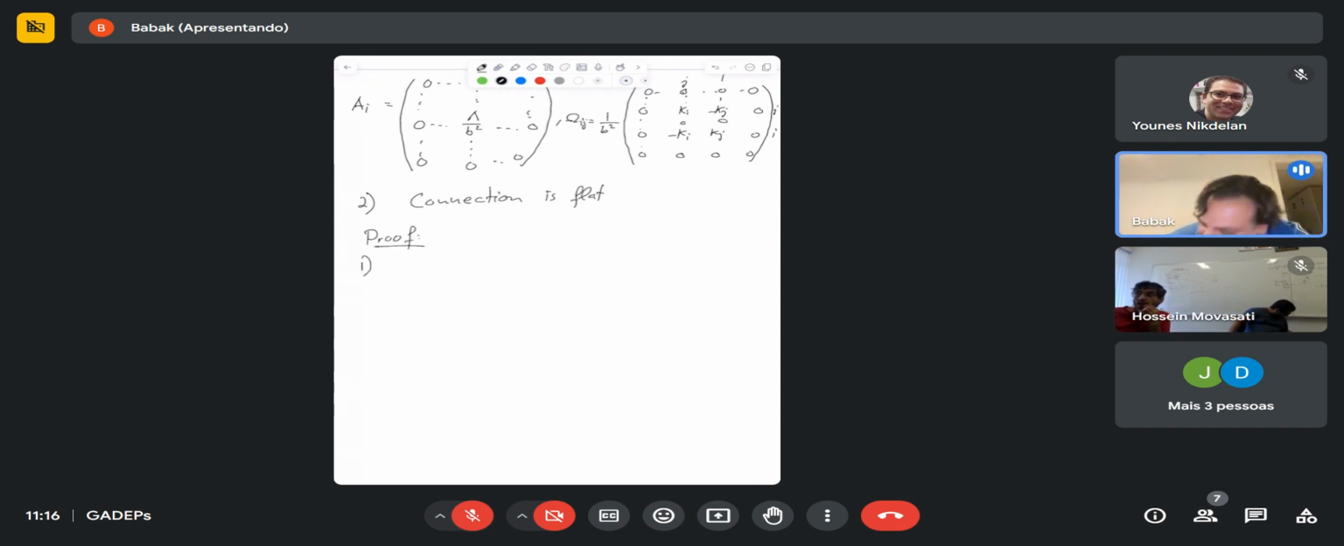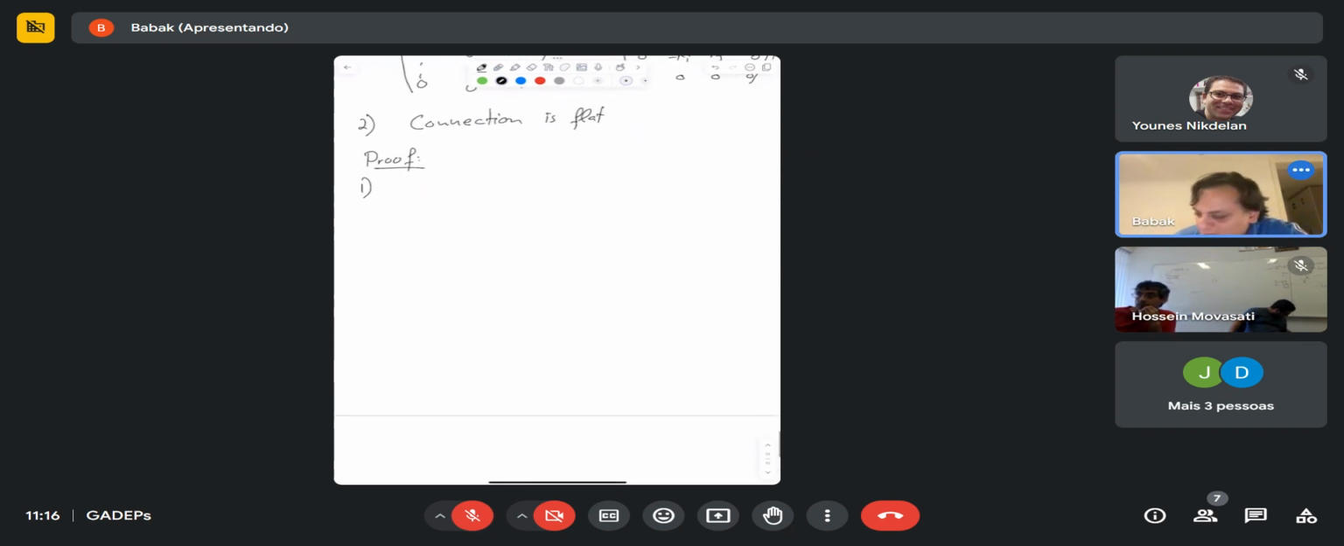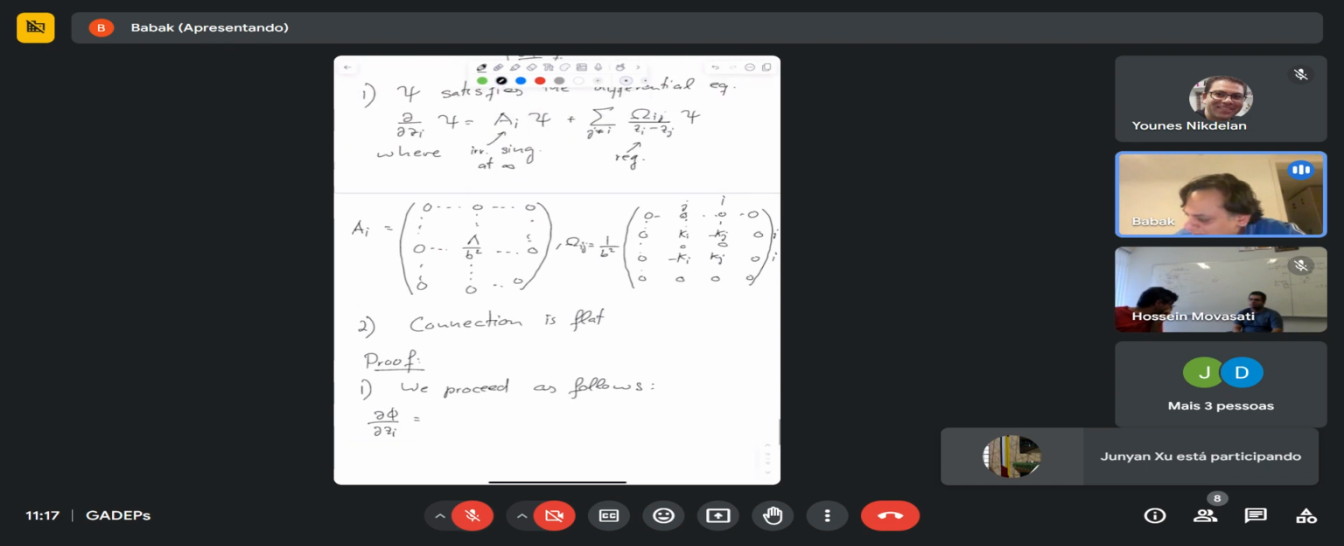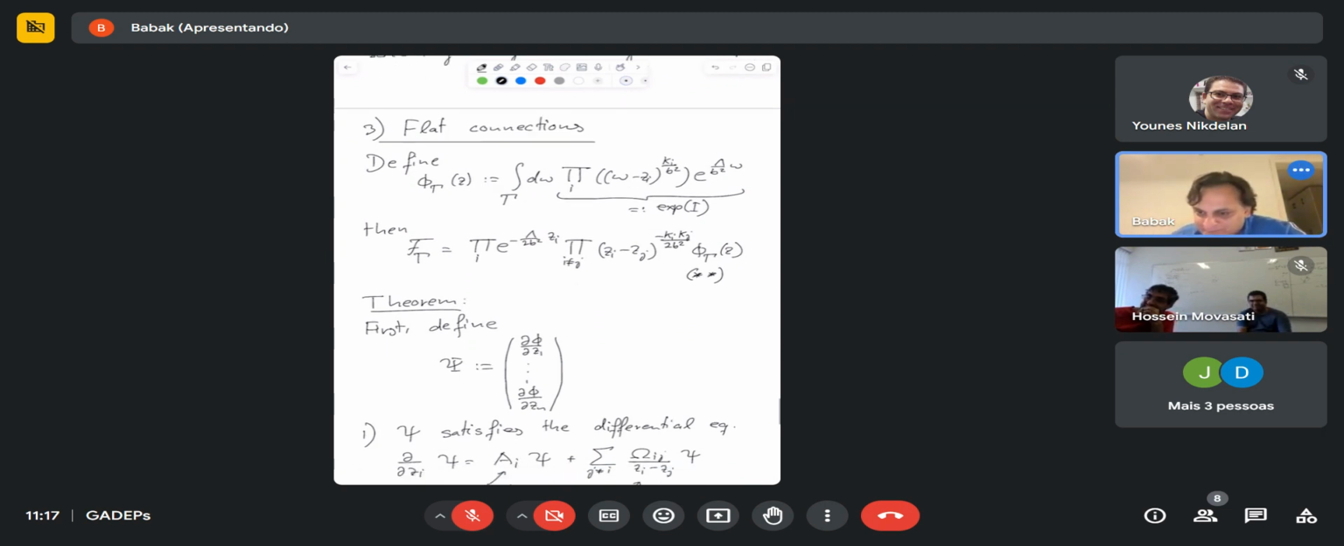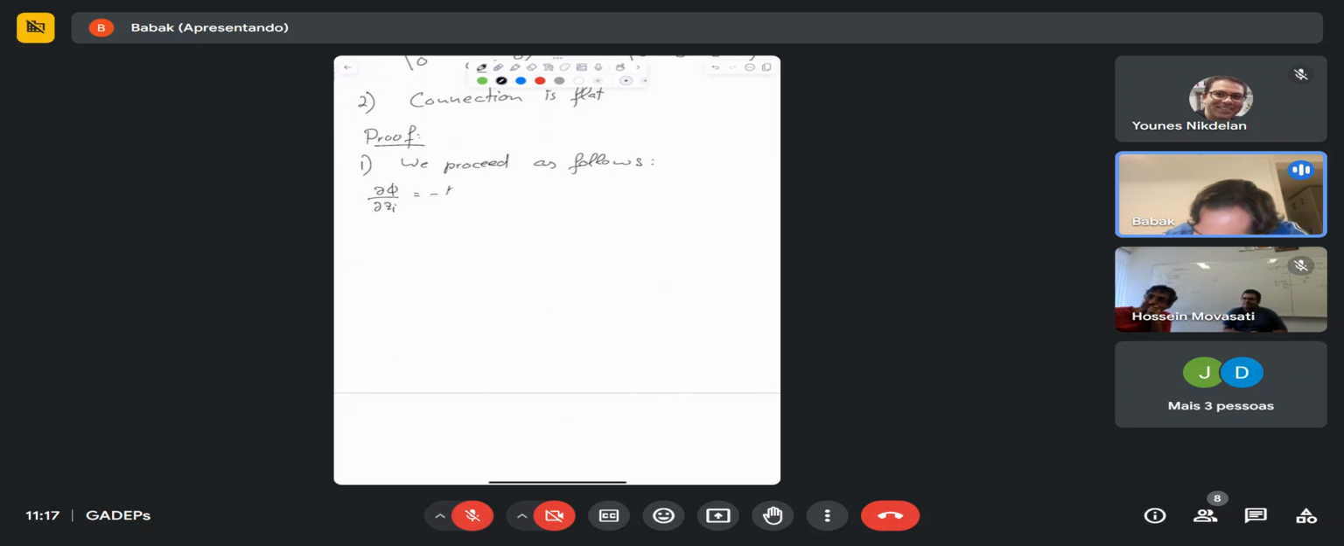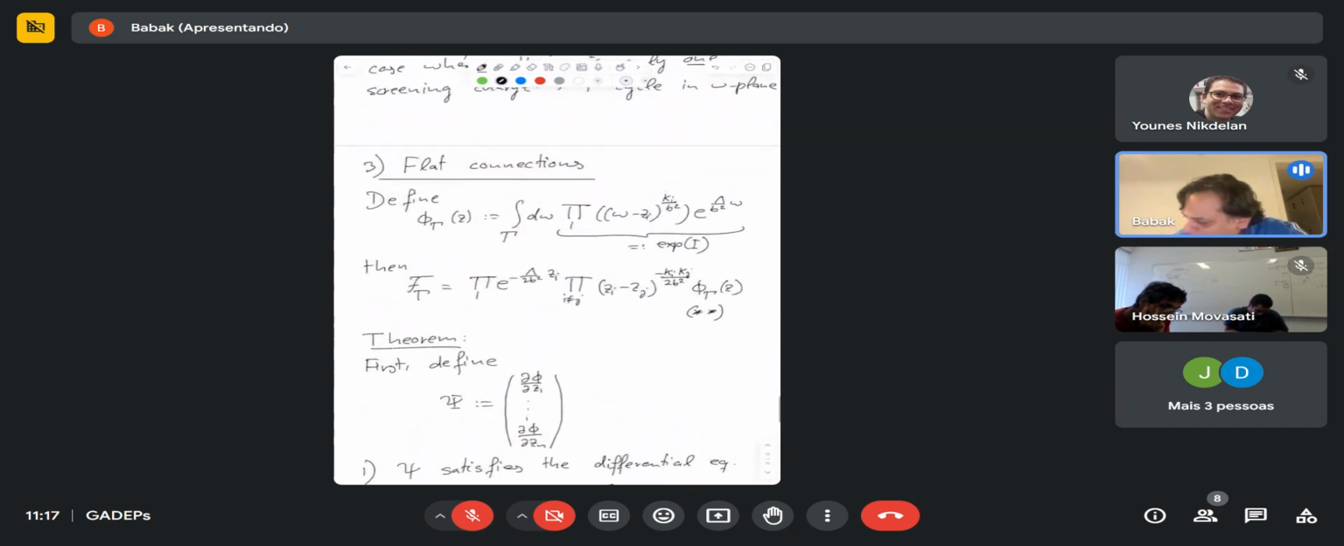So what you do is, for part 1, to show this differential equation, we proceed as follows. You take del phi del zi, and then you differentiate. We see that phi is defined in this way, as you can see here. Now you differentiate under the integral sign, okay? You will get minus ki over b squared times integral dw exponential of I times 1 over w minus ci. So that's what you obtain. And this I was defined in this way here.